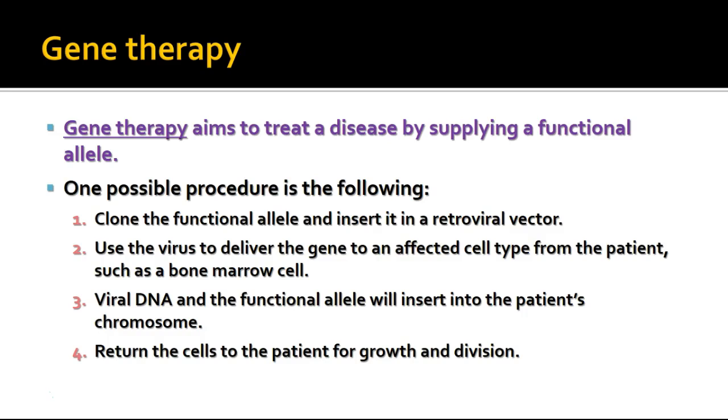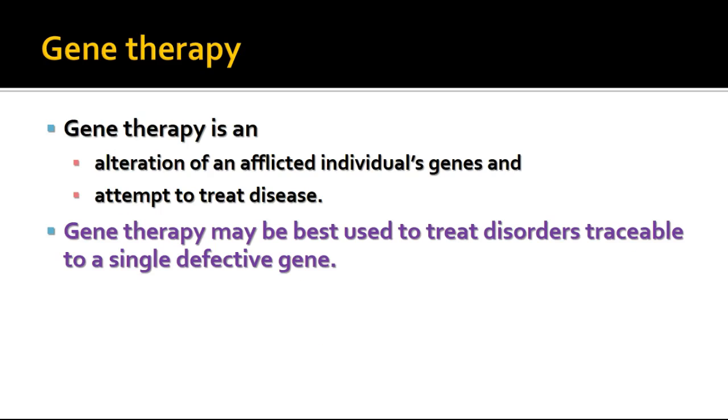And once the cells grow with the infected part and reproduce with the added gene, you could return the cells to the patient where they would grow and divide. And hopefully they would help cure the condition. It's basically altering the afflicted individual's genes and trying to treat the disease. It works best when you're trying to treat disorders traceable to one single defective gene.